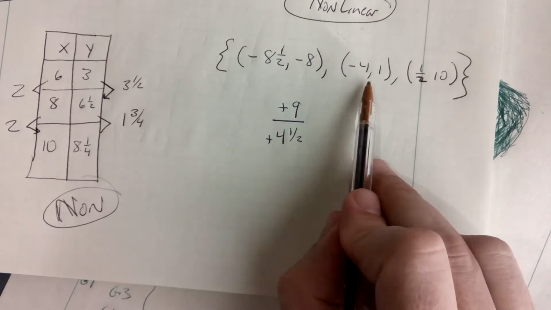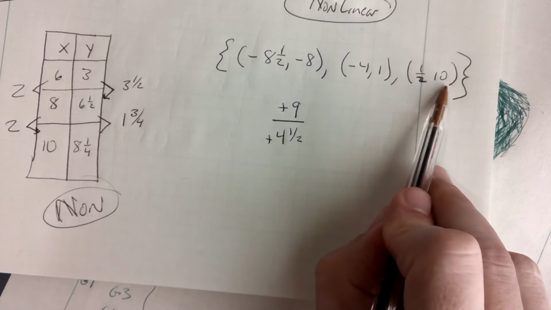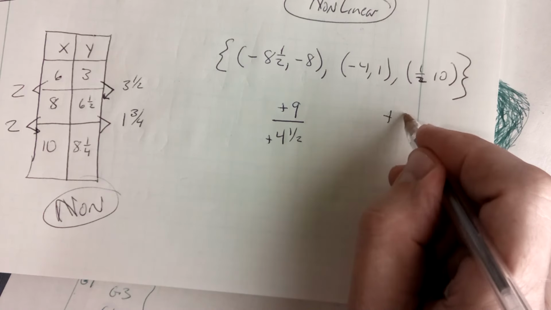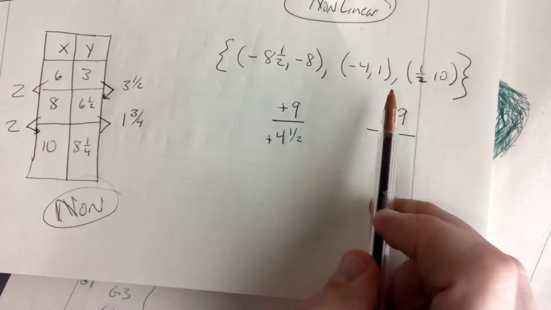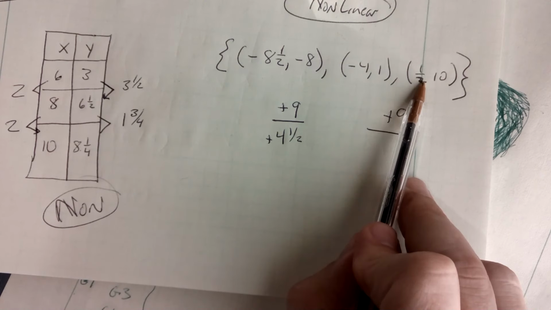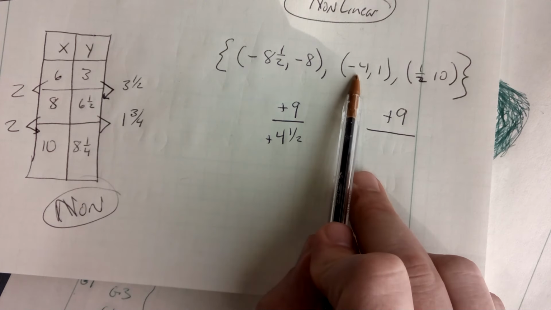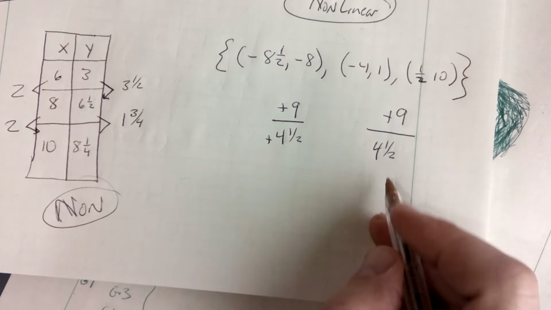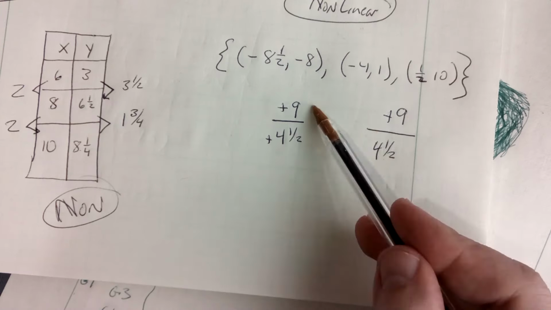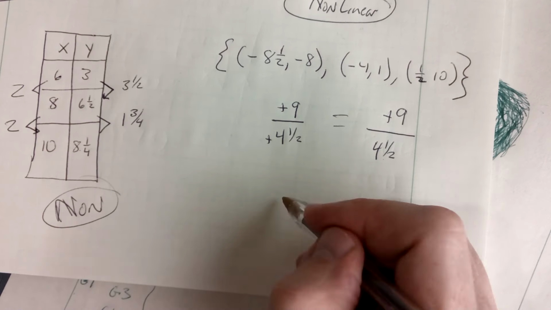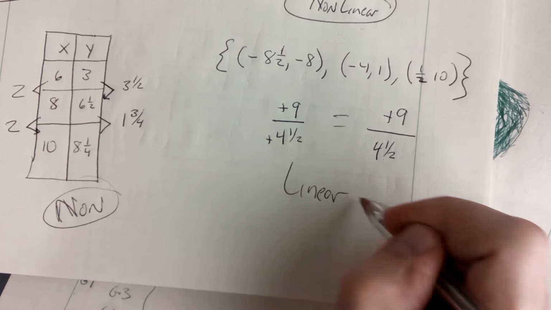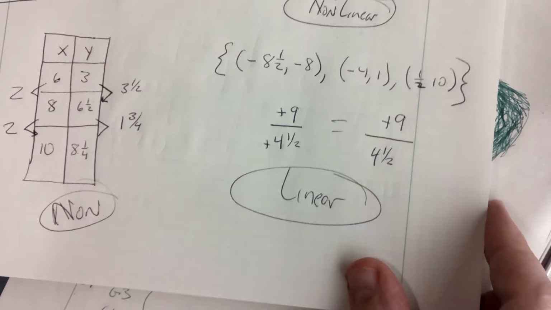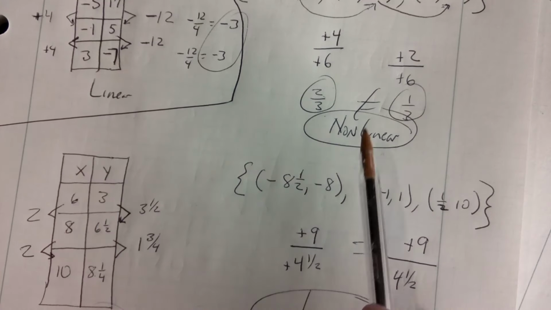Now let's do the next one. To go from 1 to 10, that's an increase in 9. Over. To go from -4 to 1/2, well, -4 to 0 is +4. Oh, and a half. Again, I don't have to take the time to reduce this. I notice that those two fractions are equal. This is linear.